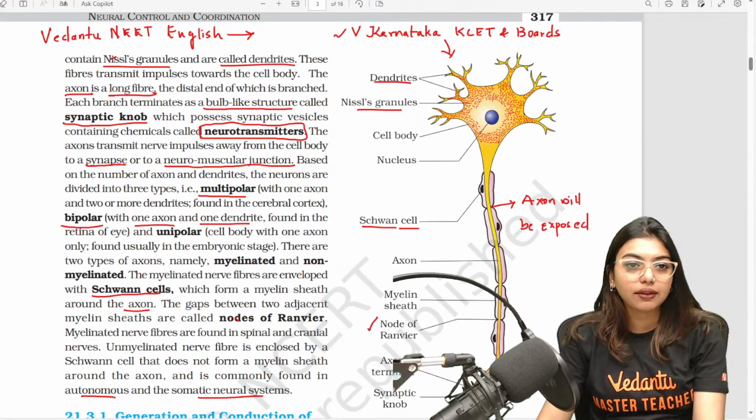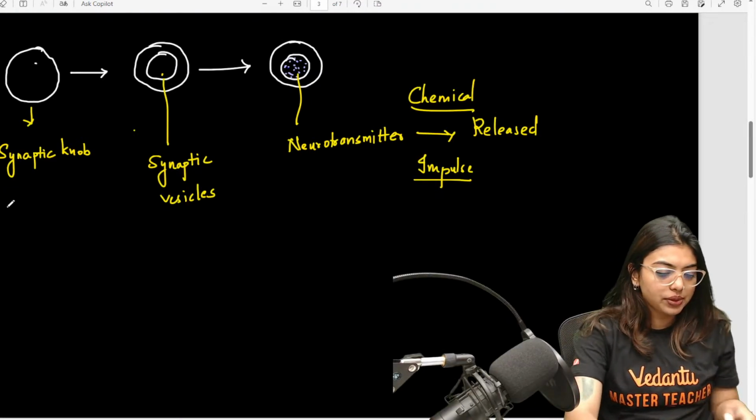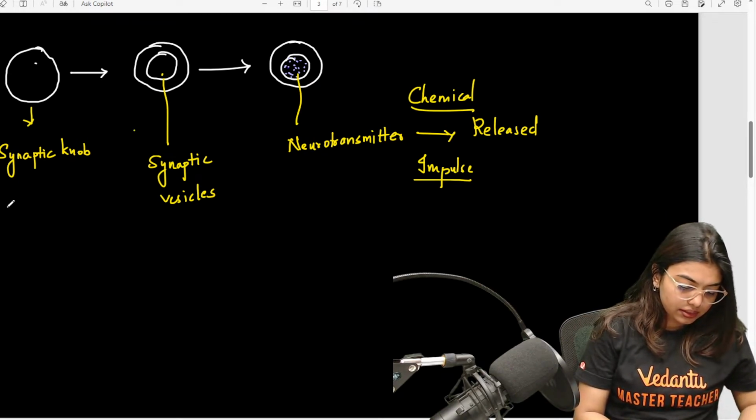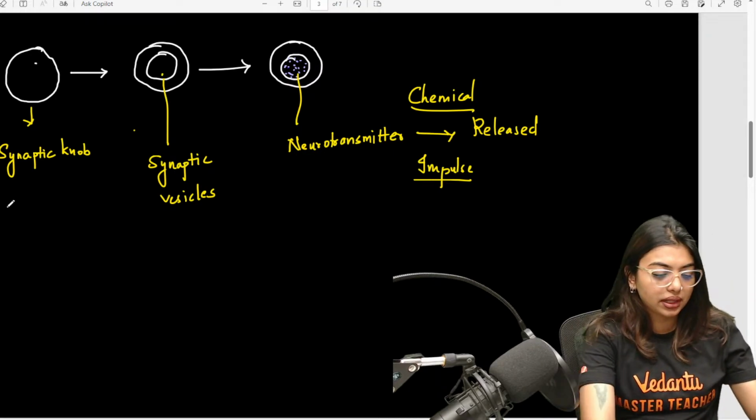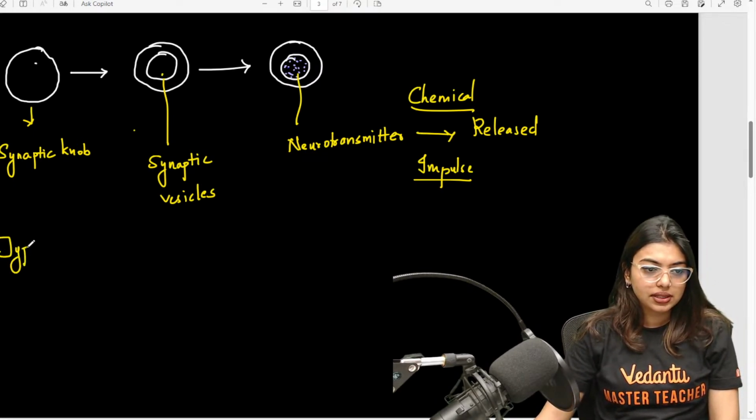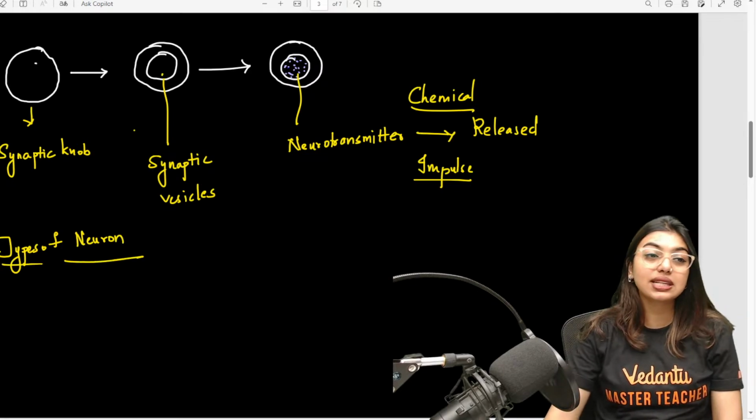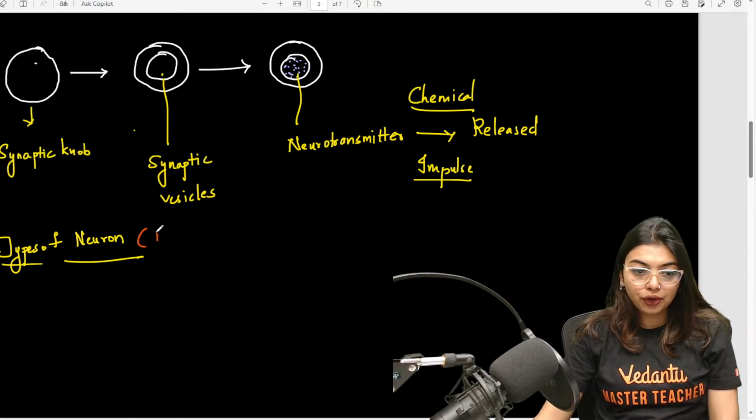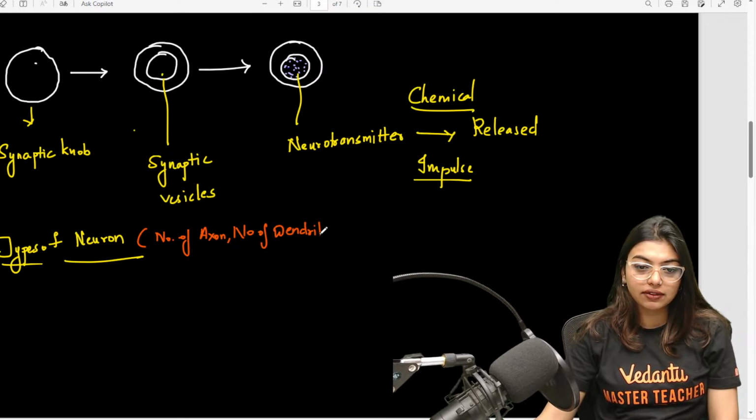Now we'll come here. I have to teach you this also, no? Types of neuron. I'll teach you types of neuron. Just give me 1 minute. Now, types of neurons, students. Depending on how is this types of neuron done? Depending on the number of axons and number of dendrites, they have done the classification.